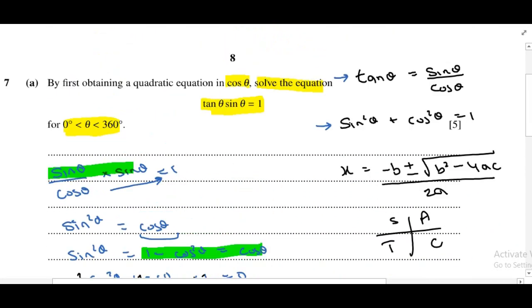A quick recap. What we have done in this question, we were given the problem that tan theta sin theta equals 1. We have to solve this equation, and the examiner has given us the hint as well that we have to convert into the cos theta.